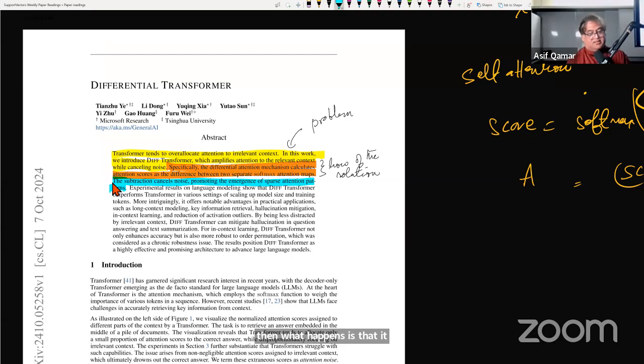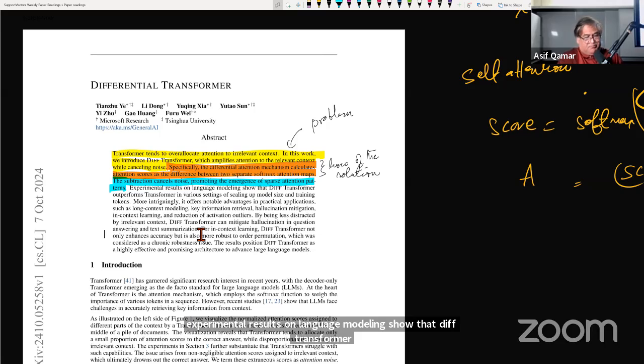And why does it cancel the noise? We will deal with that in a later part. It has to do with gradient flow, how the gradient flows during backpropagation of the loss function. So experimental results on language modeling show that Diff Transformer outperforms Transformer in various settings of scaling up model size and training tokens. So it's a validity statement that this approach works.